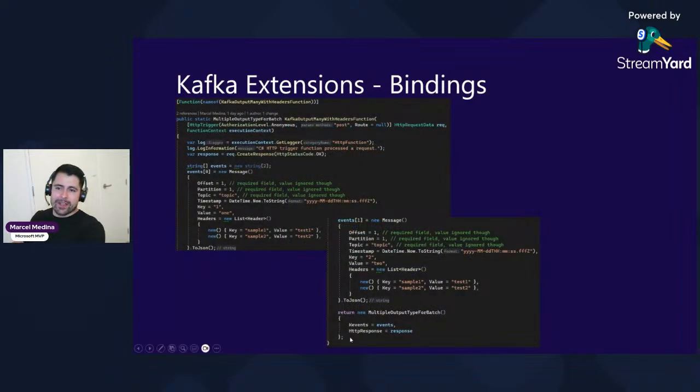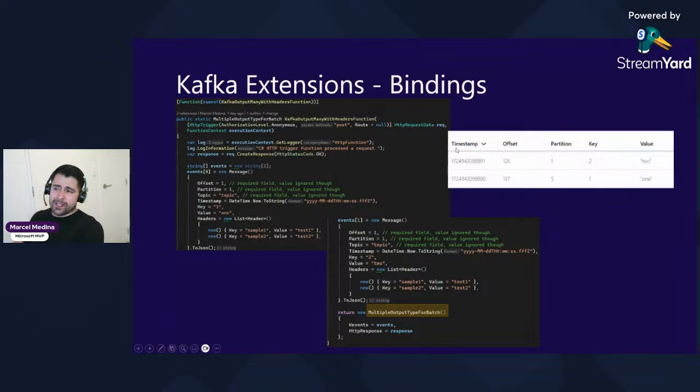There's an example here where we're producing multiple messages, events altogether, using this multiple output type for batch. I created this one. You could specify any sort of naming for your classes. What I want to show is that we can do it like this. So we're producing the message. You can see we have hard coded things: key one, value one, and this one is key two, value two.